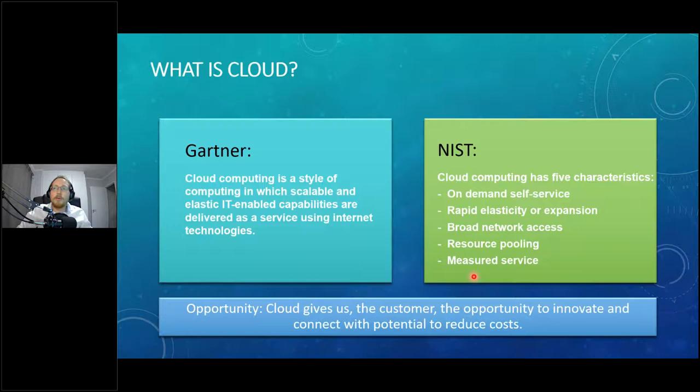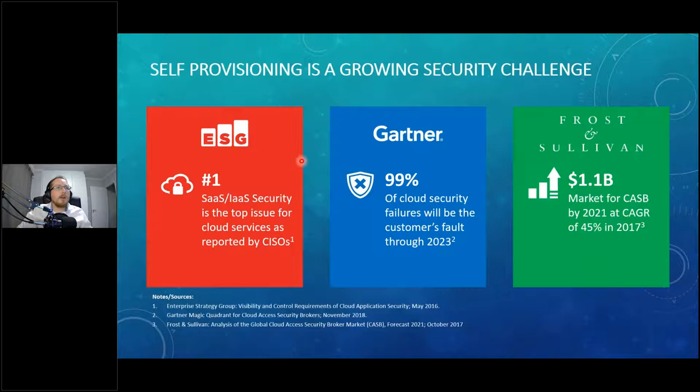So maybe a few key stats that I've noticed when we're looking at self-provisioning in cloud and the security challenges. The first thing here is from ESG, and they're saying that CIOs are reporting that SaaS and IaaS security is, for them, the top security issue from a cloud service perspective. So we can already see that CISOs, when it comes to cloud, are very worried about it. They're very concerned about the security and the risk around it.